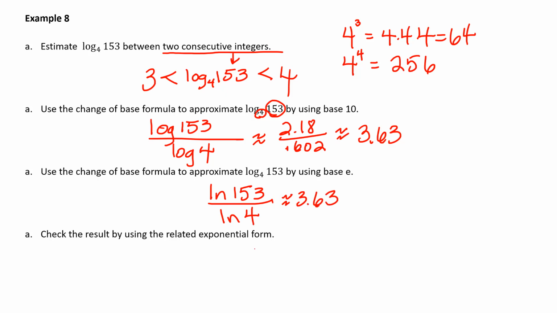Check the result by using the related exponential form. So what they're saying is 4 to the 3.63 power, did we find the right exponent? If you punch that in, you do get 153.28. So it is about 153. It's not exact because we didn't use the exact answer, since it was probably an irrational number.